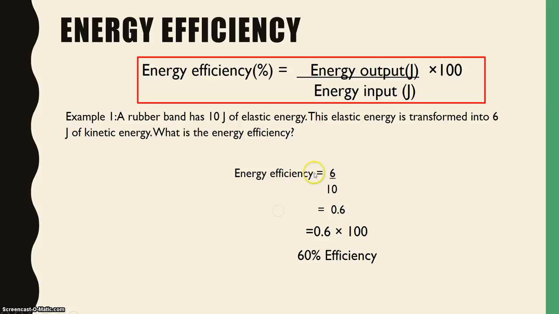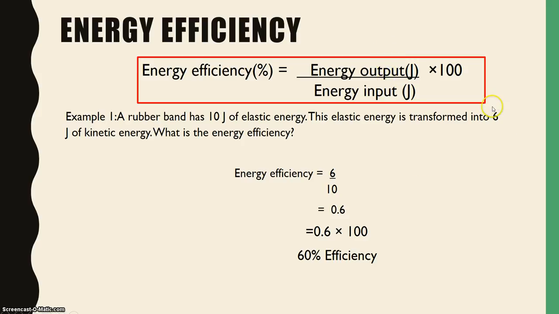So, for example, a rubber band has 10 joules of elastic energy when it's stretched. When that elastic band is then released, the energy is transformed into 6 joules of kinetic energy. What's the energy efficiency? So we need to identify the output. The output is what we finish with, what we are left with at the end. And the input is how much we started with. So usually the output is going to be a smaller number than the input in most cases. That is how you can identify that you're doing the sum correctly.